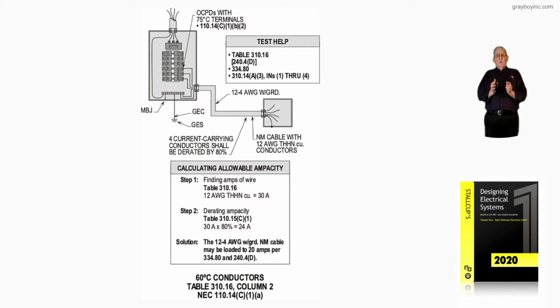Without it, the overcurrent device and terminals are specifically marked 60/75 or 75°C terminals. If they're not marked, they're automatically 60. So you want to remember that, not that you wouldn't.